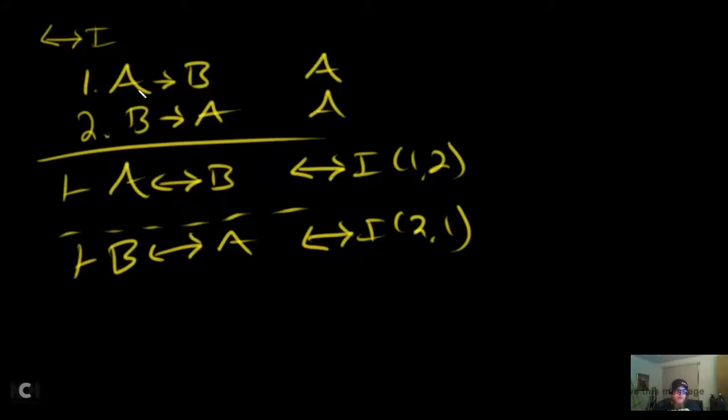If I have an arrow and I can see A leads to B, B leads to A, that's the same thing as saying A double arrow B. It's also the same thing as saying B double arrow A. So I'm going to build which one of these I need depending on the situation. Let's take a look at a couple of examples of that.